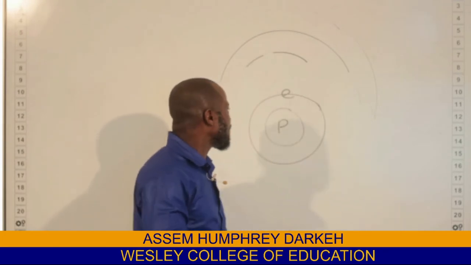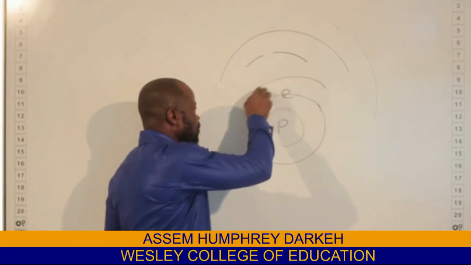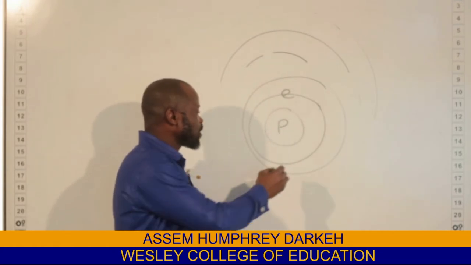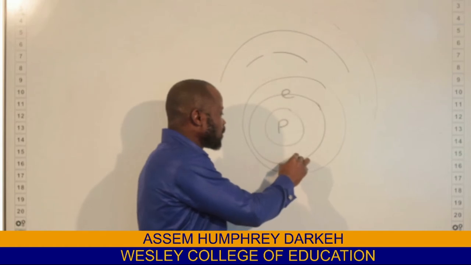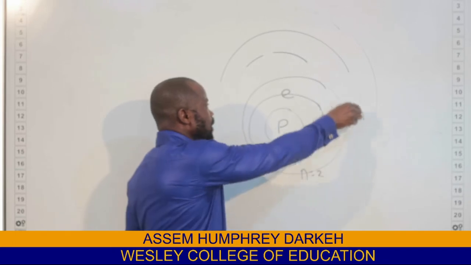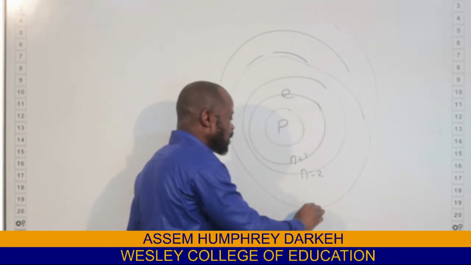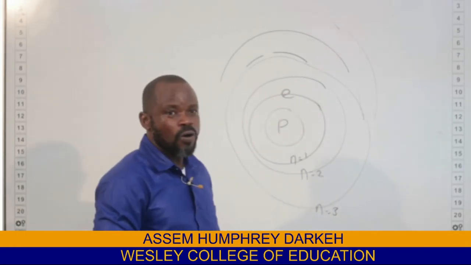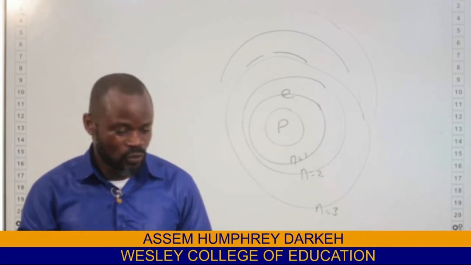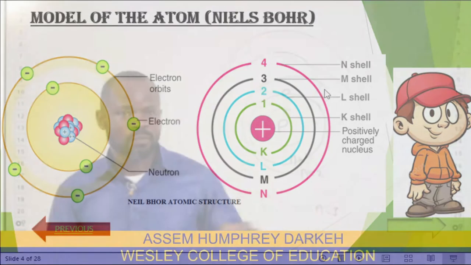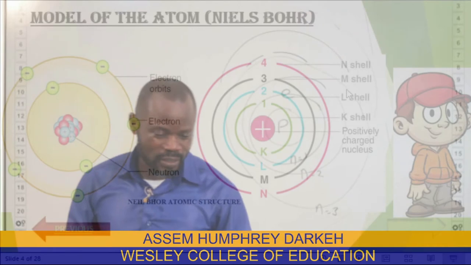Now, these shells have been labeled. The labeling starts from the inner shell, where if this is shell number one, we say n is equal to one, we have n equals two, and if I have a third one, then I may call it n equals three, and so on and so forth. So the Bohr model of the atom actually depicts the structure of the solar system, where we have the planets moving around the sun.